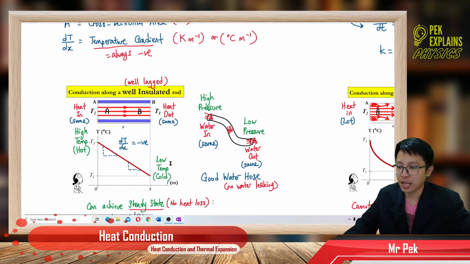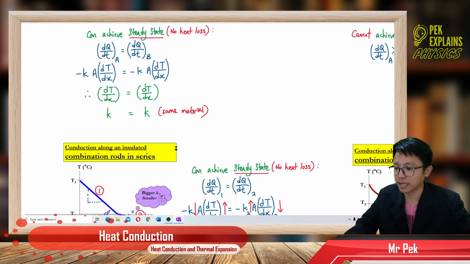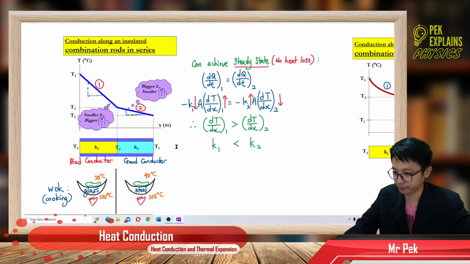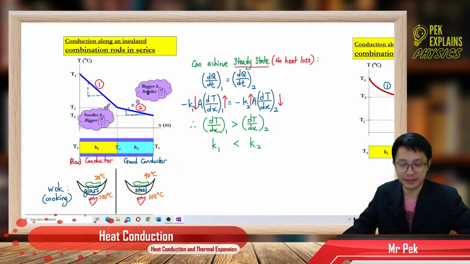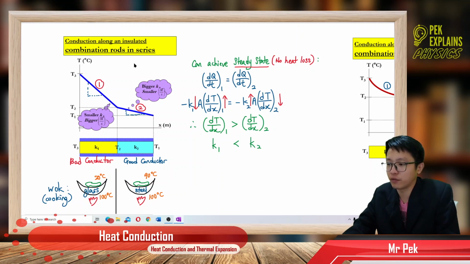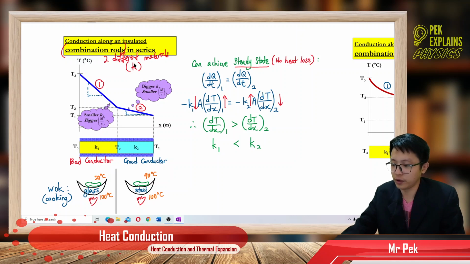Now, what if you have two different rods combined? That means two different materials, or two different K. When you have a combination of rods, you have K1 and K2.